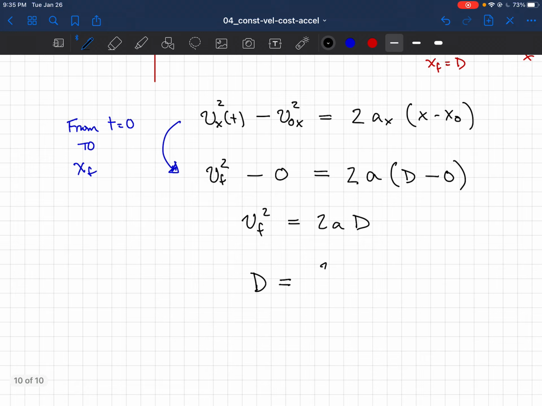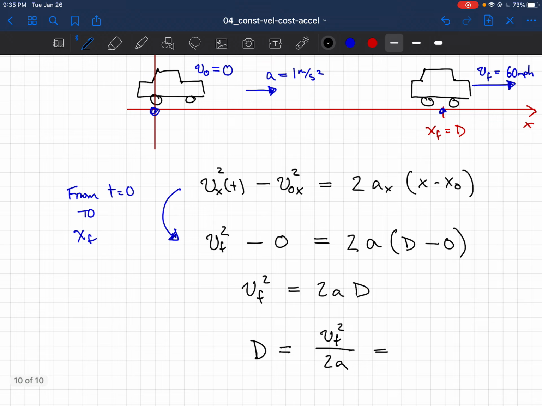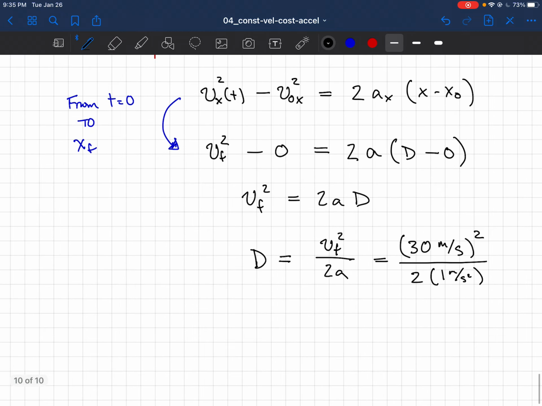Well, we were only asked for d, so now we can solve. It's v final squared over 2a. And if we want to get to 60 miles per hour, remember that was about half in meters per second. So let's just call it 30 meters per second. Square that. And then we have 2 times the acceleration, which is 1 meter per second squared. So what do we get? Well, that's going to be 900 divided by 2. And when you cancel out all those units, it should come out to be meters. So that's 450 meters.